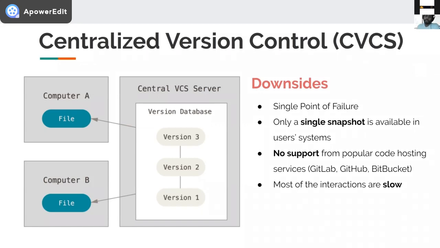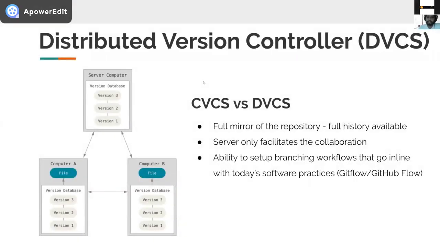An example of centralized version control, a very good and popular example, is SVN. But today we will be discussing Git. Git is a distributed version controller. Distributed version controller means that the version database is not located in a single central server.